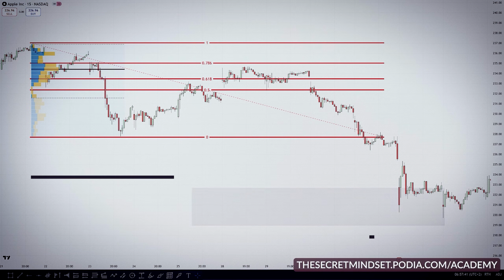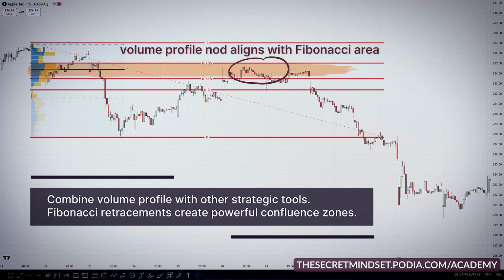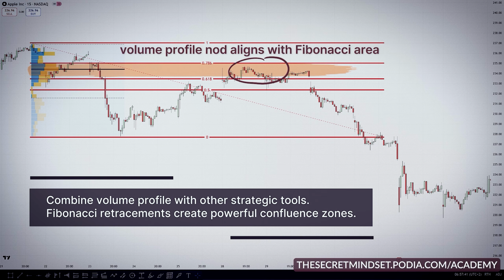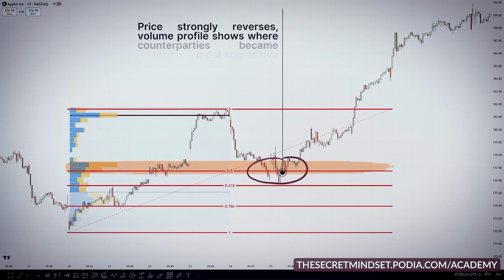Then combine volume profile with other strategic tools. Fibonacci retracements create powerful confluence zones. When volume profile levels align with Fibonacci zones, you have a trading opportunity. When price strongly reverses, volume profile shows where counterparties became most aggressive. These are not random movements, they are calculated institutional strategies.